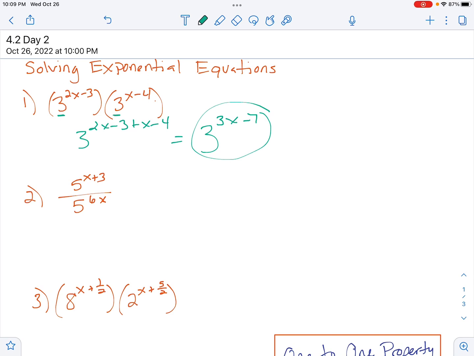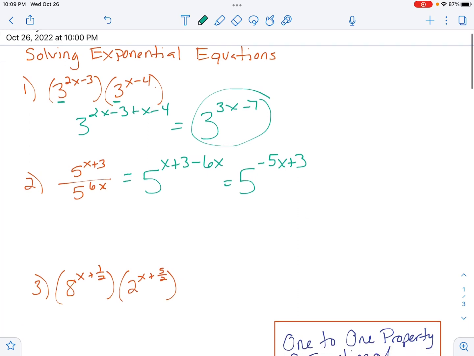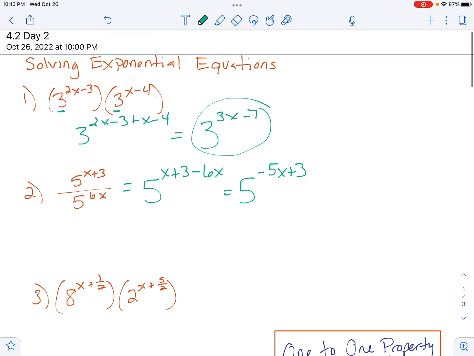On the second one, when we're dividing exponents, we subtract our powers. So the bottom is the bigger power, so really, or if you want, you can write it as 5 to the x plus 3 minus 6x, which is 5 to the negative 5x plus 3. Since that's a negative exponent, you could put it on the bottom, but I'm fine with you just leaving it. Now what about number 3?